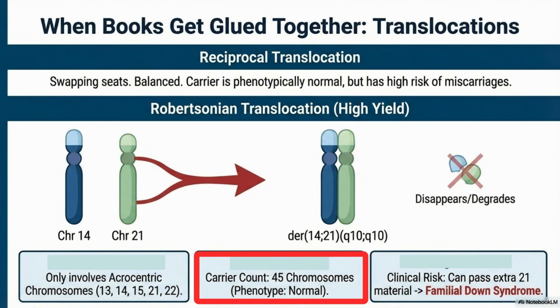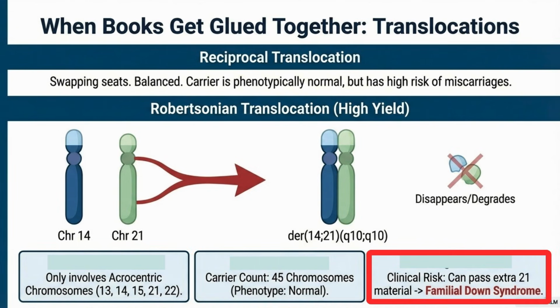Result: the count is 45, but functionally normal because P arms of acrocentrics are just junk DNA anyway. The danger here is if a parent has a Robertsonian translocation involving 21, they can pass extra 21 material to the child, causing familial Down syndrome.